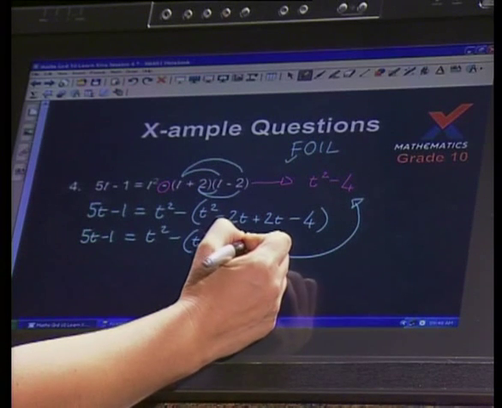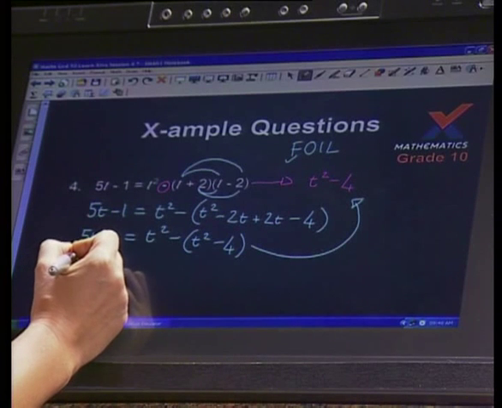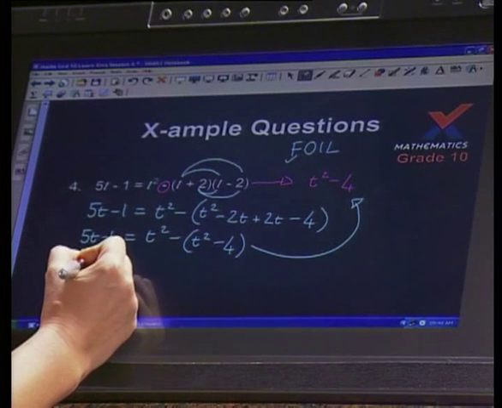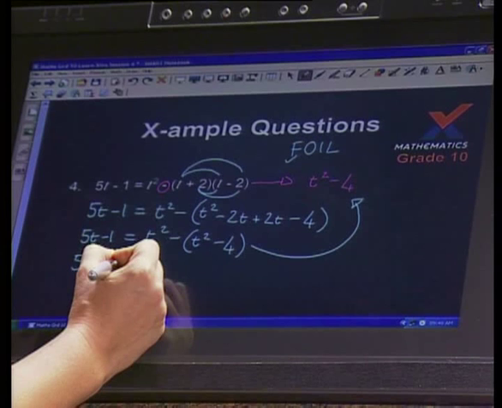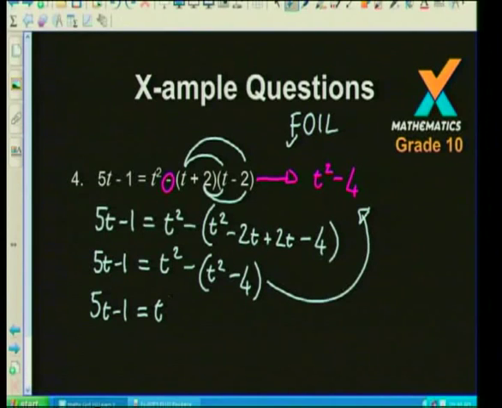Now let's multiply out the brackets using distributive law. Still, 5t minus 1 gets written down. T squared still gets written down, and now we have minus t squared, and it became minus t squared because minus times positive t squared gives us minus t squared, and minus times negative 4 gives us plus 4. Let's simplify both sides. 5t minus 1 is simplified as much as possible.